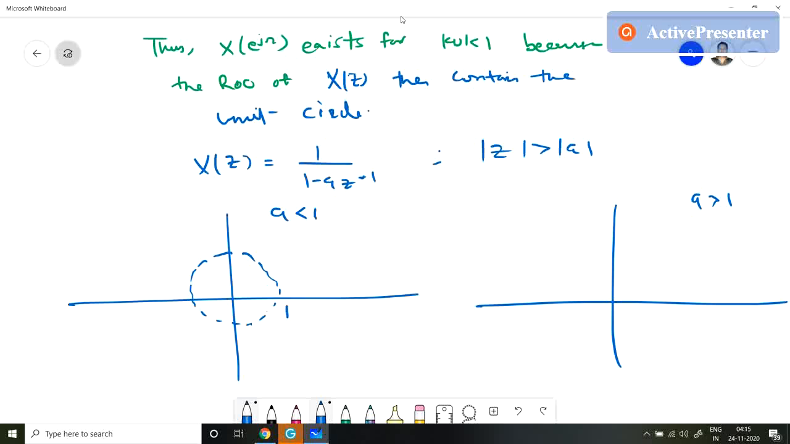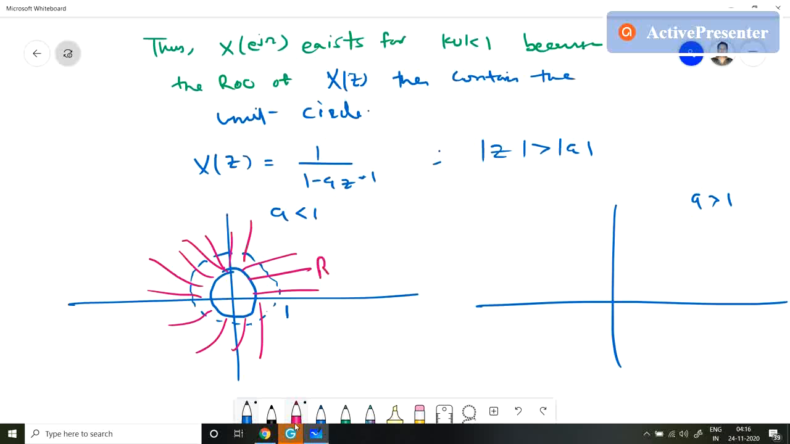This is a unit circle. Now a less than 1 means this is inside that circle, and this is the ROC, because it is exterior to that. So this is A. So modulus of Z greater than modulus of A. That is the ROC.